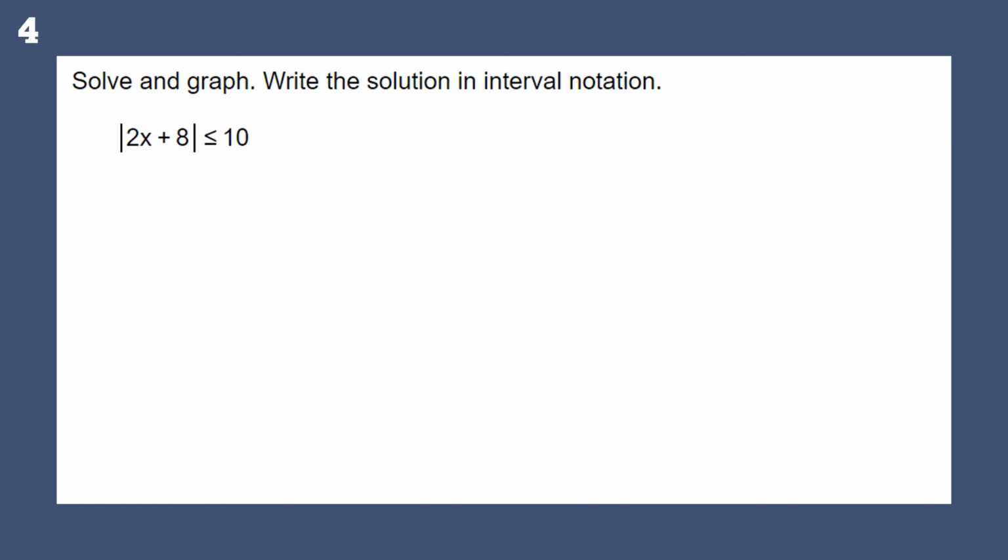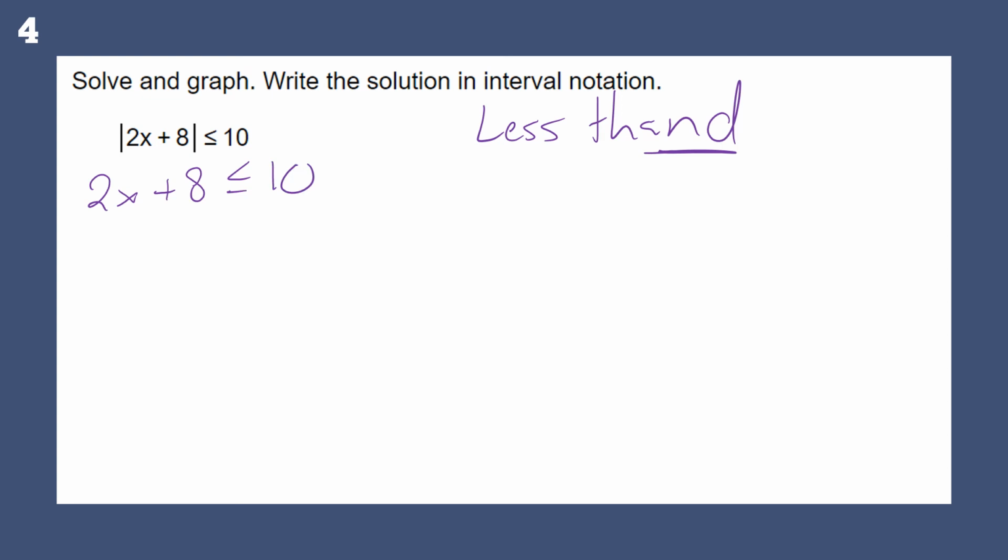Here's an absolute value, and this one is a less than. I want to give you a little heads up here. When we have an absolute value and it's less than, I want you to think about it as less than, okay? So here's what that's going to look like. The first thing we're going to do is write it twice. 2x plus 8 is less than or equal to 10, and 2x plus 8 is greater than or equal to negative 10. We change the sign and we flip it.